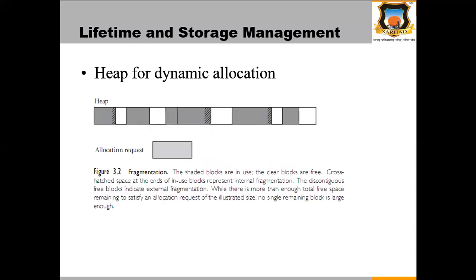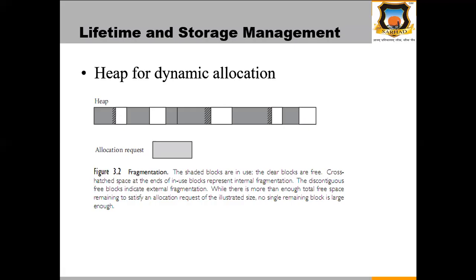Now the next type of storage management is the heap. The heap is used for dynamic allocation. Dynamic allocation means allocation at runtime. So if your object requires memory at runtime, it will be stored in the heap. The heap contains different blocks. Some blocks are used and some blocks are free. In this diagram, the shaded blocks are in use and the clear blocks are free. The crosshatch space at the end of in-use blocks represents internal fragmentation.